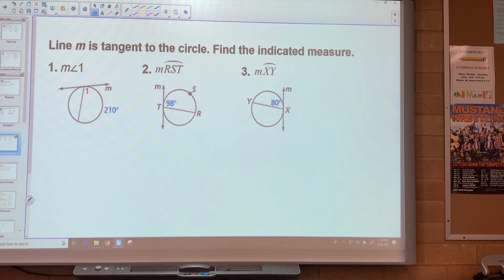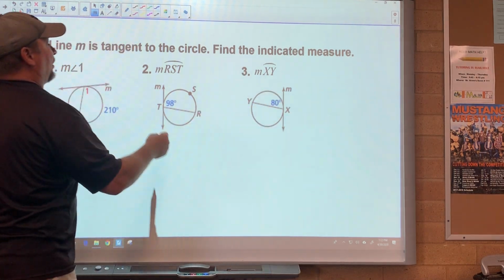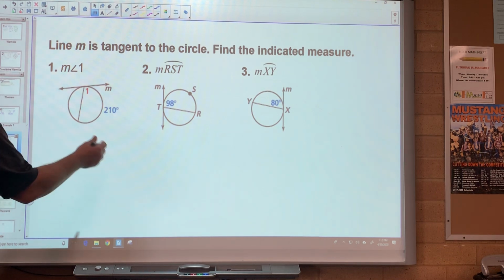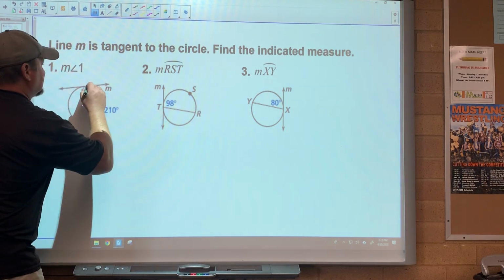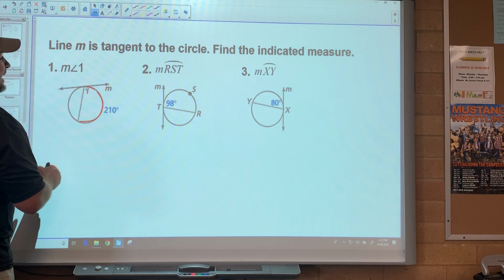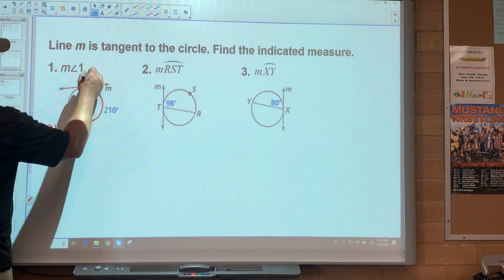Do some more. It says line M is a tangent in the circle. So this is a tangent, tangent, tangent, and they are all intersecting a chord. And so it's the same type of problem we were just doing. So we're just reviewing some more. So if this is the arc being created, 210, our angle will be half of that. So 210 cut in half should be 105.